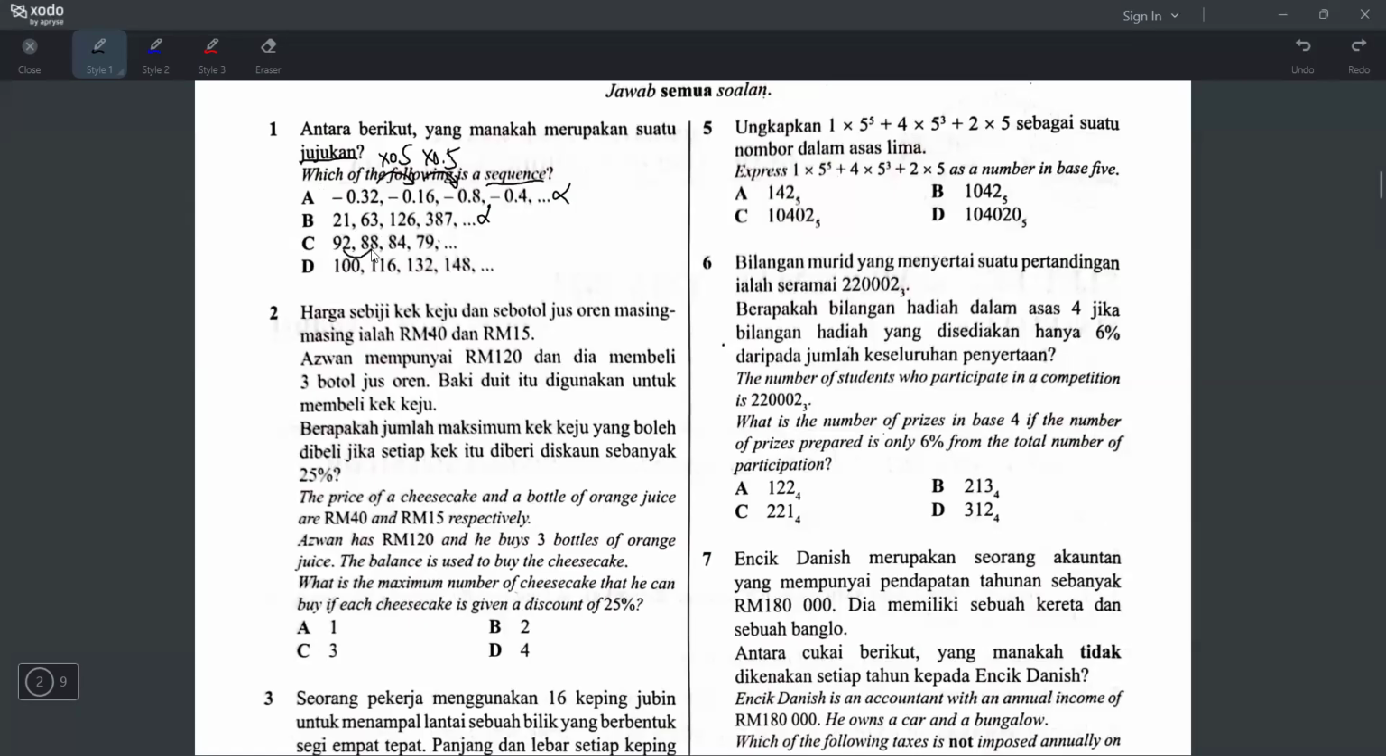It means from here to here, the nombor nilai yang kena bahagi tu tak sama lah. So C is wrong already. So I think the correct answer is D lah. Okay, but I will buktikan for you also.